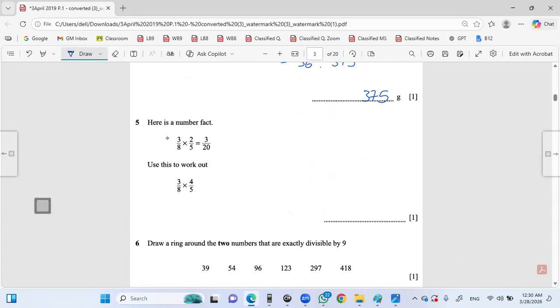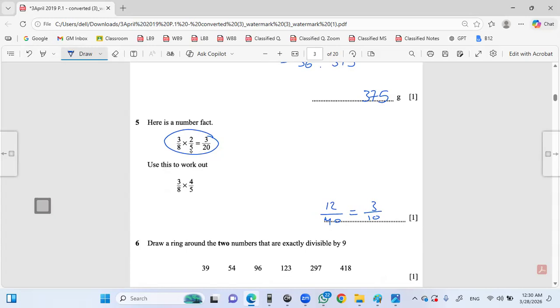Here, they wanted to use this fact to find 3 over 8 times 4 over 5. Well, you can simply say it is 12 over 40. And simplifying that is going to give me exactly 3 over 10, the simplest form. Yeah, I kind of agree with you, but how can you use this fact?